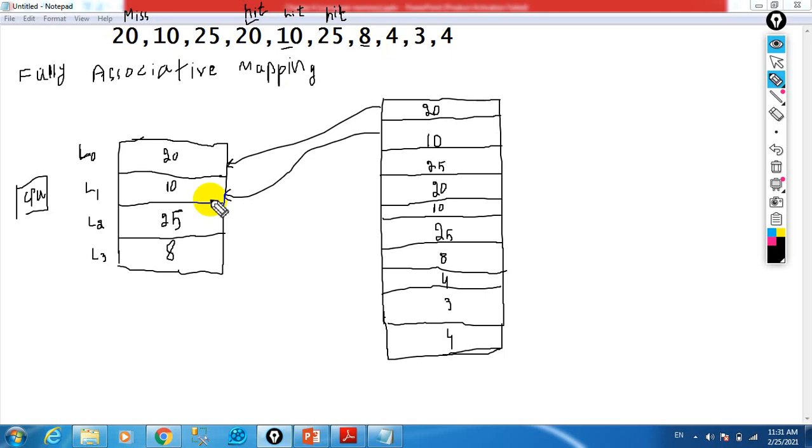So now 8 has been written, and line number 3 was not present from the start.